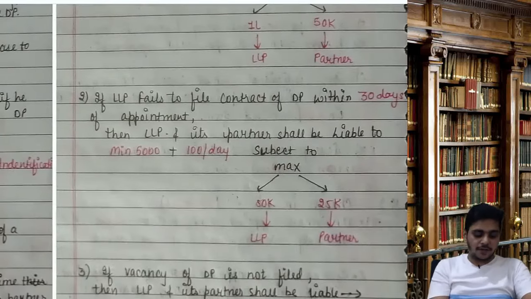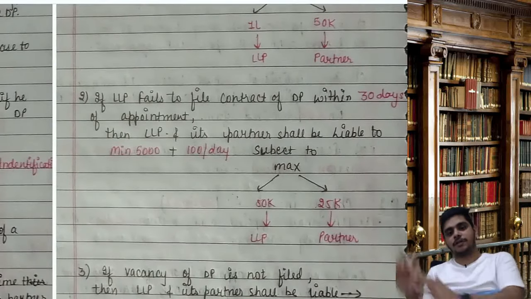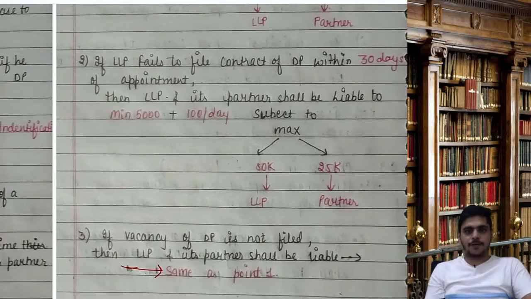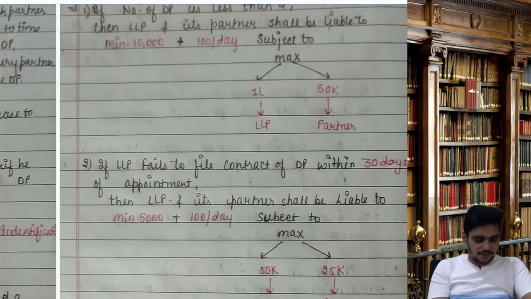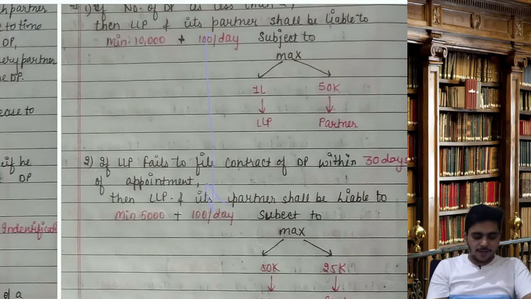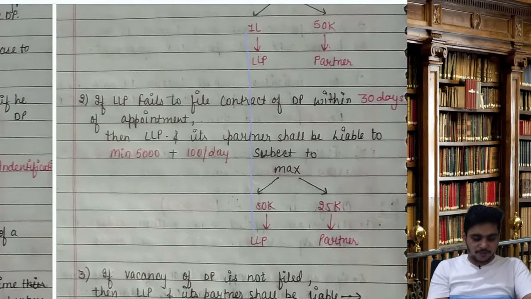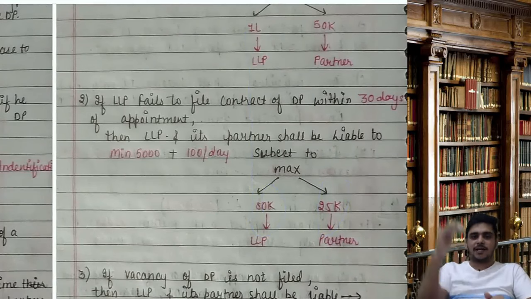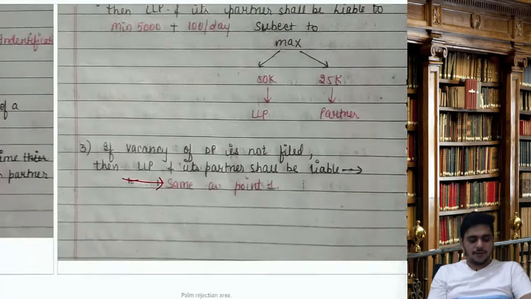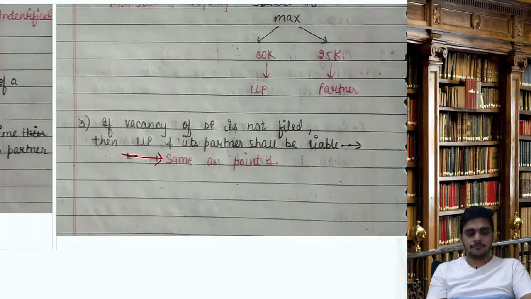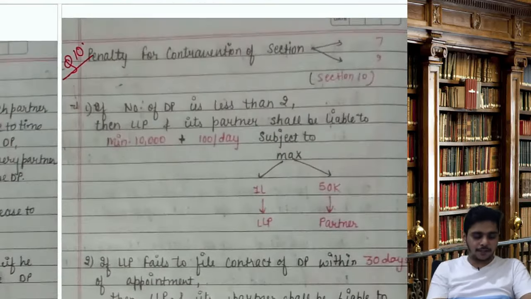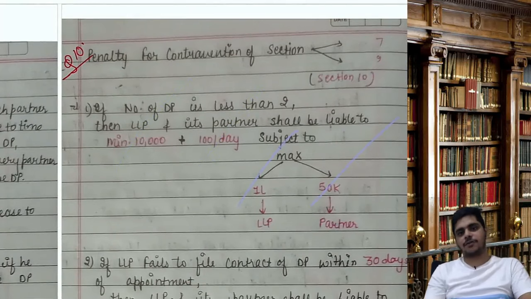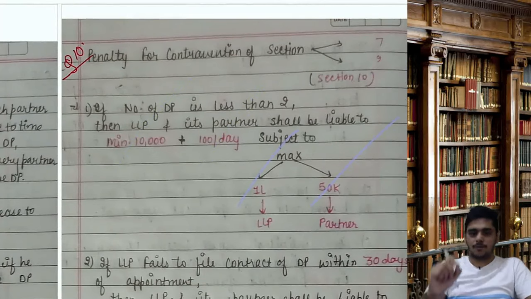If you have failed to file the consent of DP within 30 days, then LLP and partner shall be liable for minimum 5,000, here it was 10, here it is 5, 100 per day, maximum 50,000 for LLP and 25,000 for partner, half. 100 per day remains same. If the vacancy of DP is not filled, then same penalty, 10,000, 100 per day, 1 lakh maximum, 50,000 for the partner, okay, penalty important.